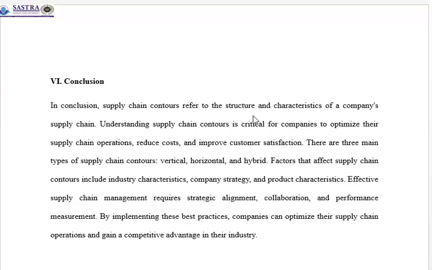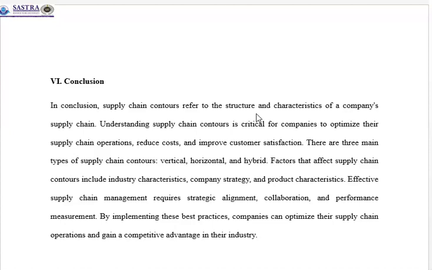We also discussed the various factors that affect the supply chain contours, which include industry characteristics, company strategy, and product characteristics. Effective supply chain management requires a lot of changes to be done. The number one is strategic alignment. What is the strategy you're going to follow? That should be aligned according to the supply chain model. And also the collaboration. Whatever collaborations you are making, you should consider their design as well as your design, along with the performance measurements.